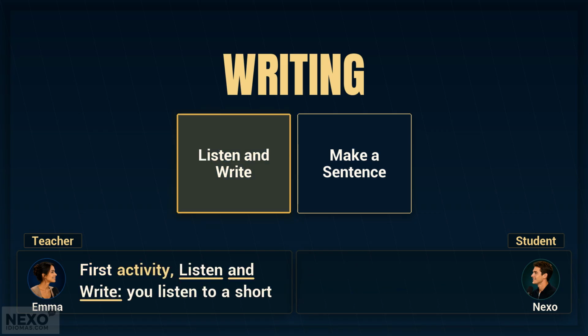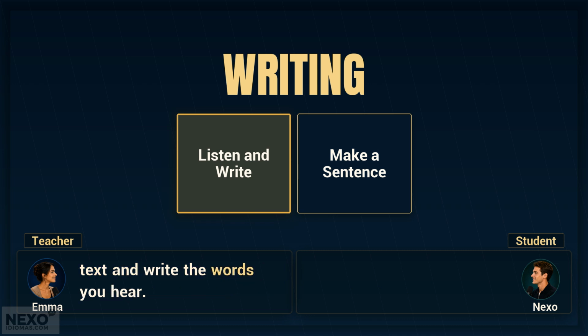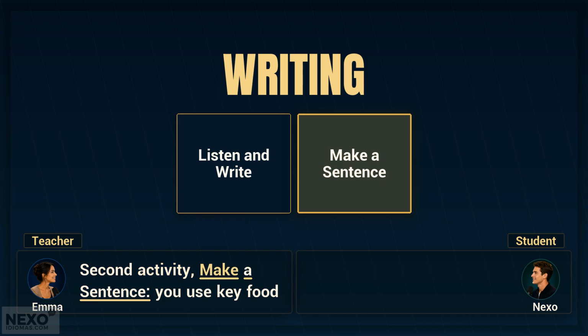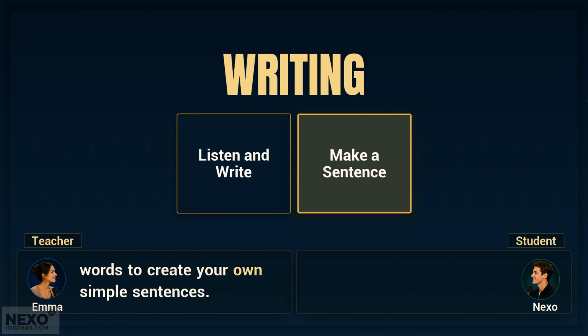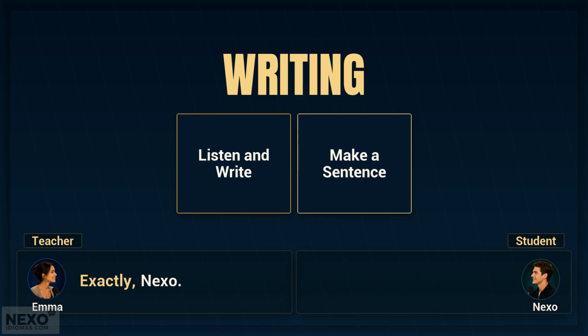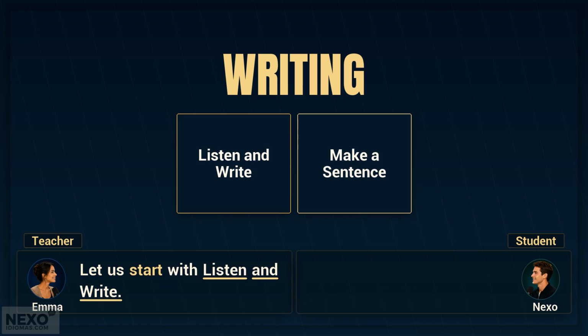First activity. Listen and write. You listen to a short text and write the words you hear. Second activity. Make a sentence. You use key food words to create your own simple sentences. So, I listen, write, and then make my own sentences. Exactly. Next, let us start with listen and write.